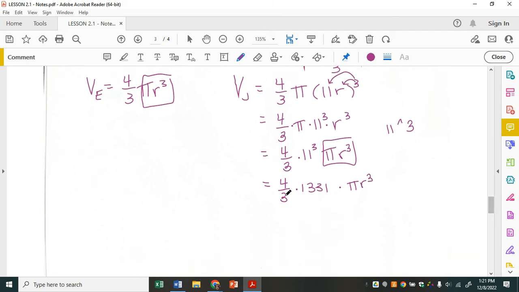Okay. How do I multiply that against 4/3? What is 1,331 as a fraction? It's over what? 1. When we multiply fractions, we do not need common denominators. We can just multiply across the top and the bottom. So what's 4 times 1,331? Good. 5,324 over 3 times 1, which is 3.